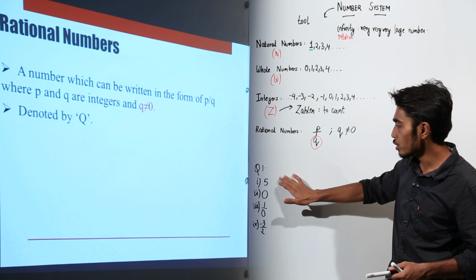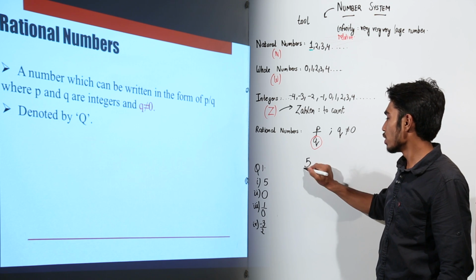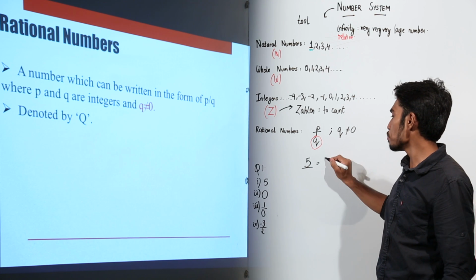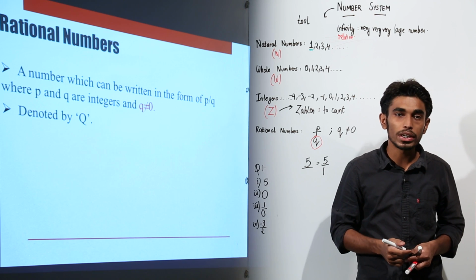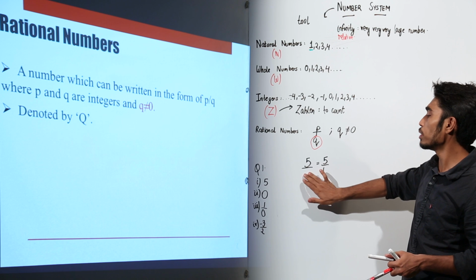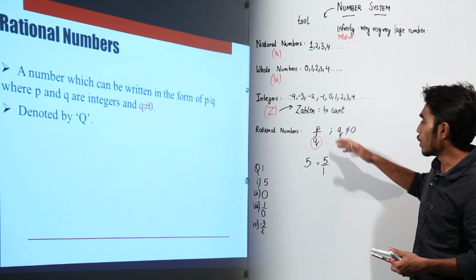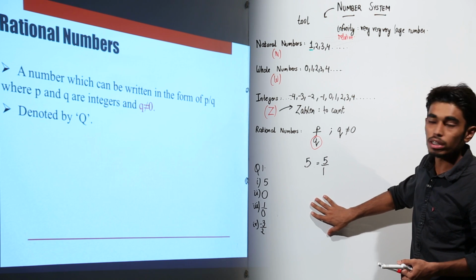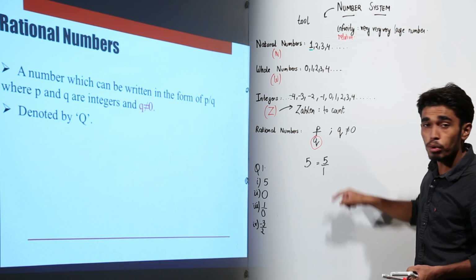So let us start with the first one, that is 5. As you can see, number 5 can be written as 5 by 1. Why? Because any number which does not have a denominator, we can write 1 as the denominator for that number. So 5 can be written as 5 by 1. So let us verify with the definition. The definition says that any number which can be written in the form of P by Q, right? Now 5 can be written as 5 by 1.